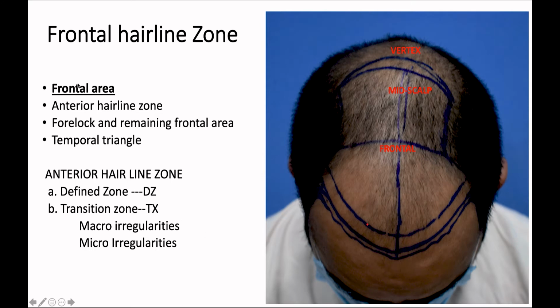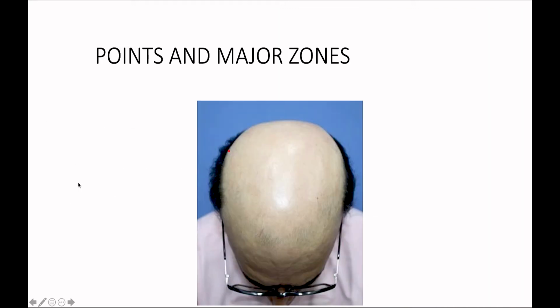Now let's go on to the frontal hairline zone. The frontal area, as said, has the anti-hairline zone, then the forelock and remaining frontal area, and temporal. The anti-hairline zone includes defined, transition, forelock. The points and the major zones are, let's discuss the anteriormost point, then the external auditory meatus you should know, and then you should know the vertex transition point. Or if you know, then you can divide.